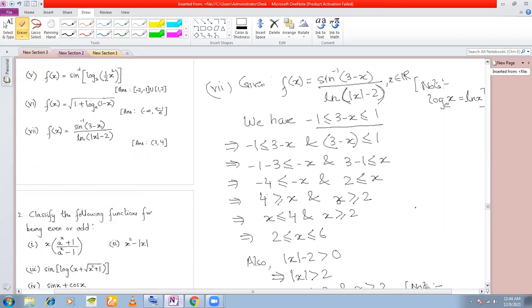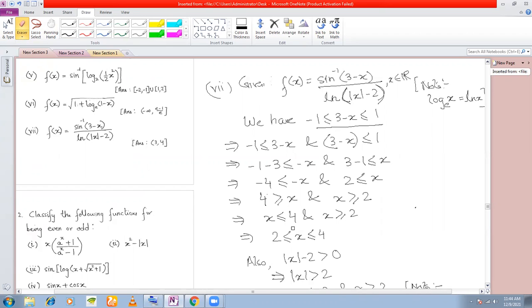And for the second inequality, I got x greater than or equal to 2. So you have two inequalities here, x less than or equal to 4 and x greater than or equal to 2. That means x must lie between 2 and 4. Okay, so this is the condition that we got from the first restriction.